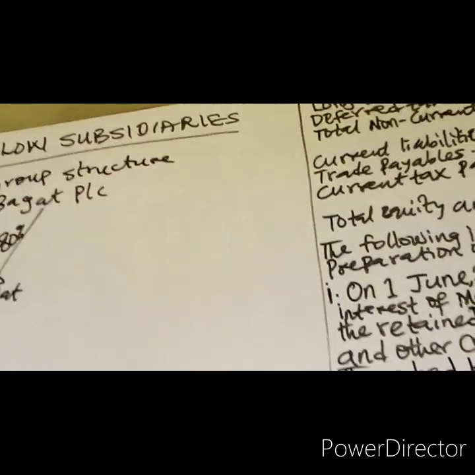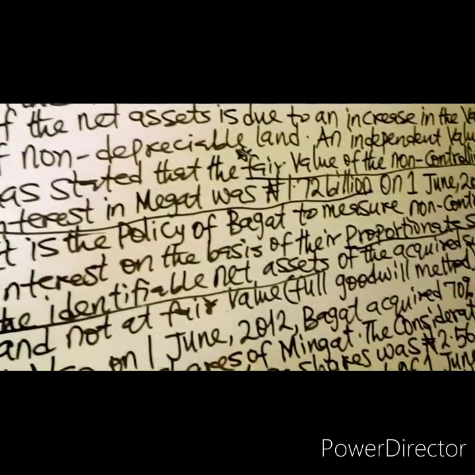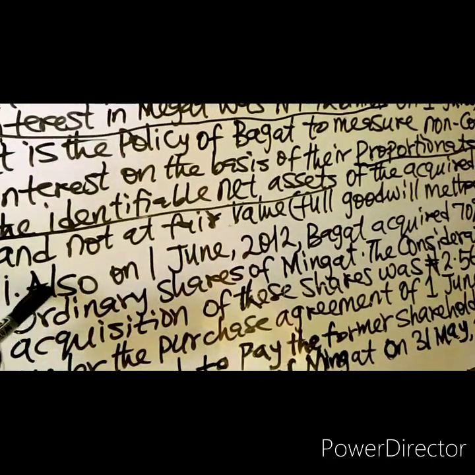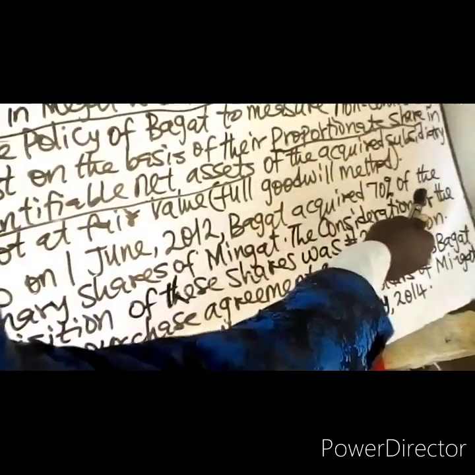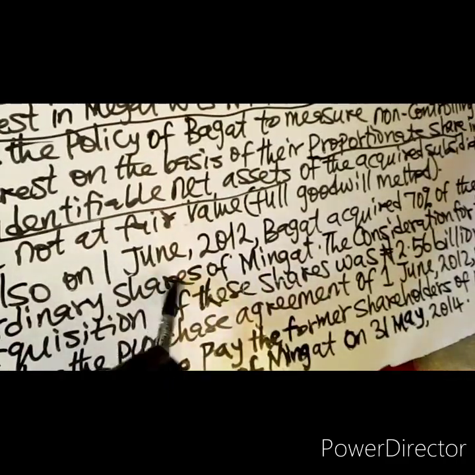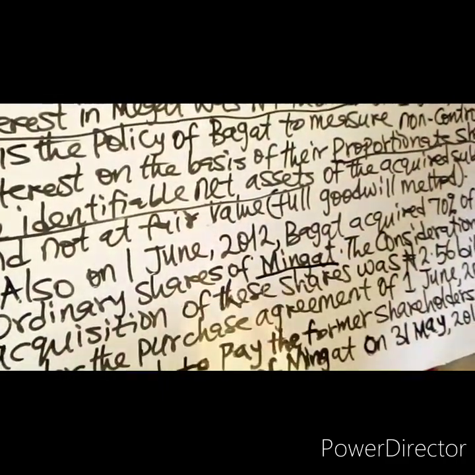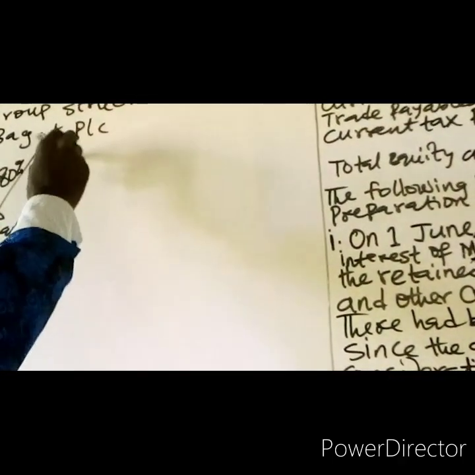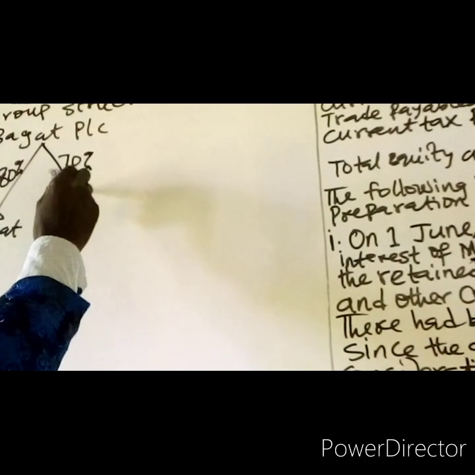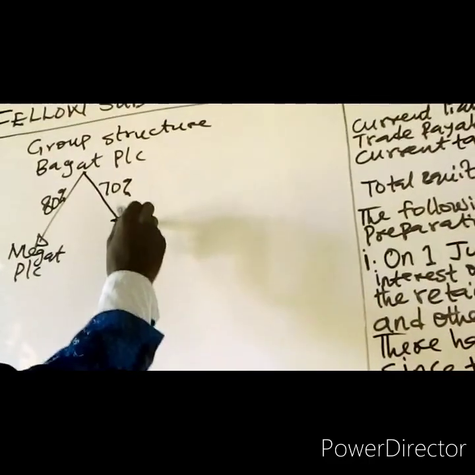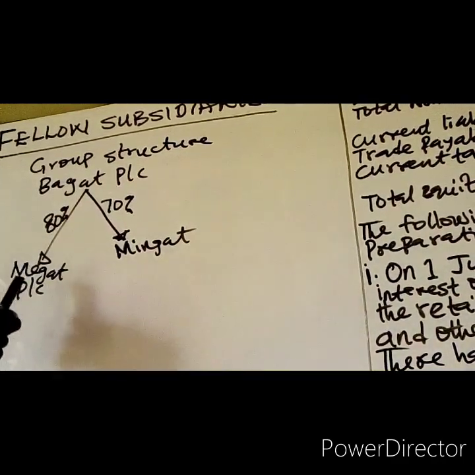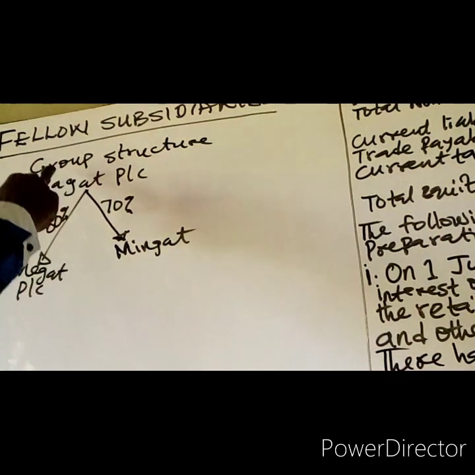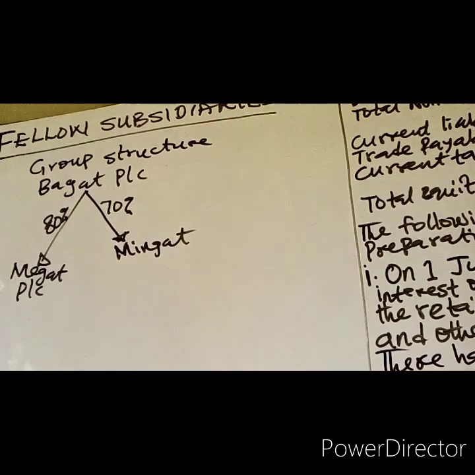If you also look at the notes, also on 1st June 2012, Megat acquired 70% of the ordinary shares of Megat. Bagat has a stake in Megat. At the same time, Bagat has a stake in Megat.